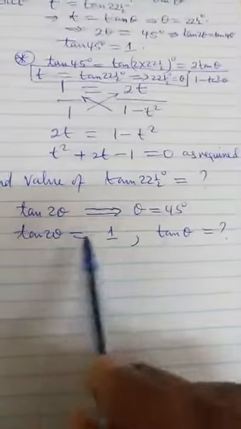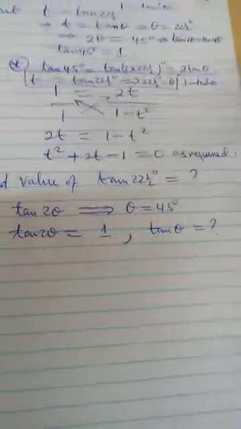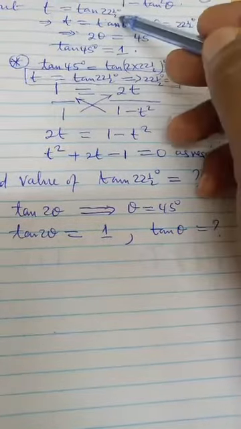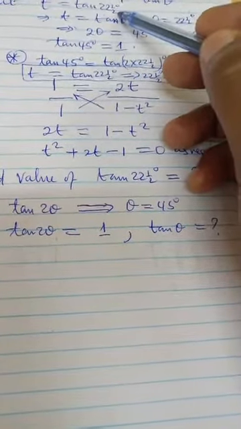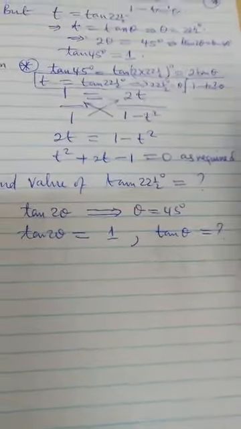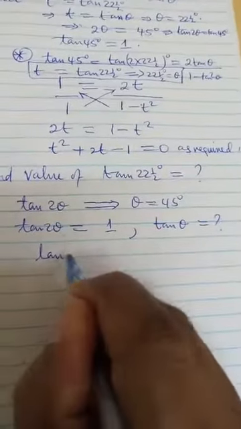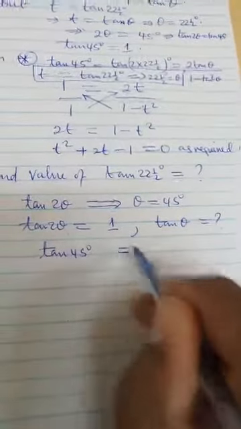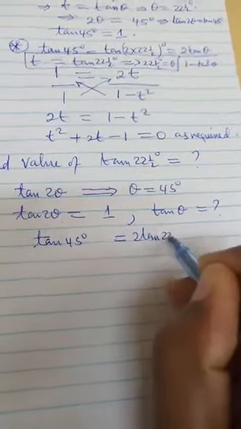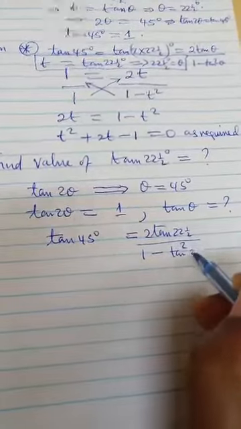If the tan of 2 theta is 1, what is the tan of theta equal to? That's what they are asking us. And remember, they are telling us that this theta we are having in the expression is 22.5. So what do we do to get the tan of 22.5? We look at the tan of 45. Now directly, this is going to be equal to 2 tan of 22.5 over 1 minus tan squared of 22.5.